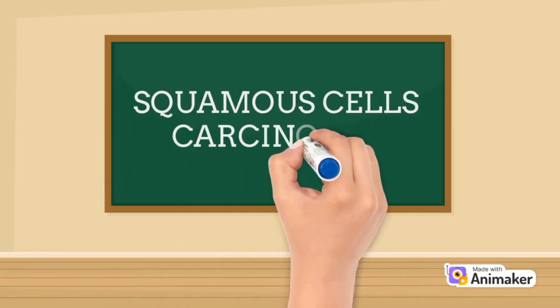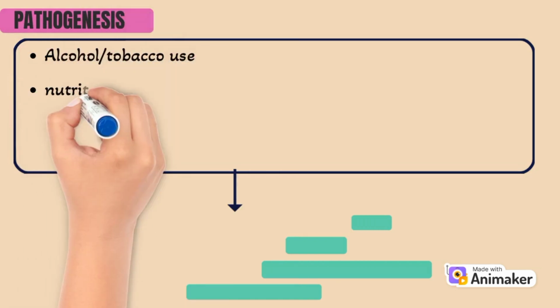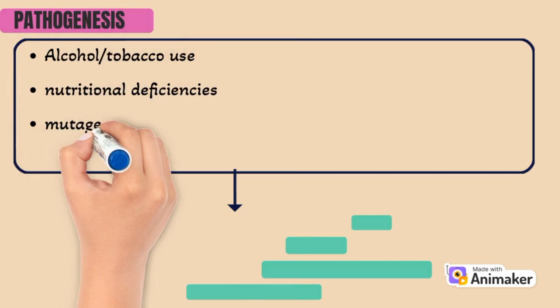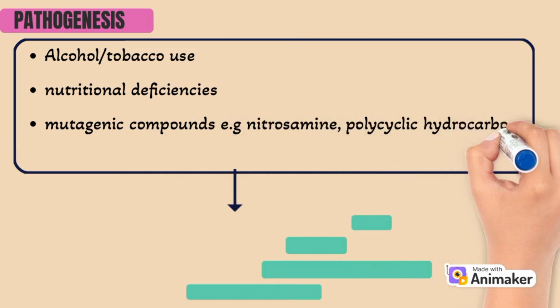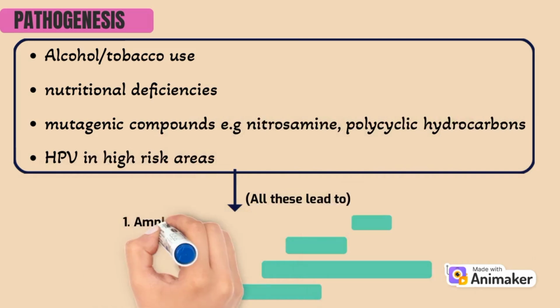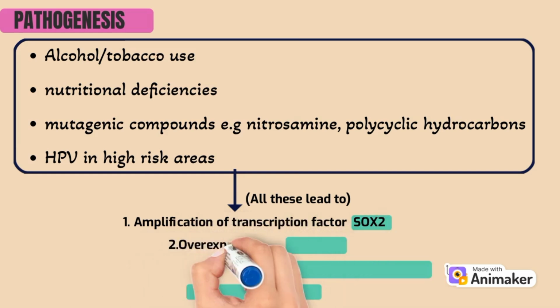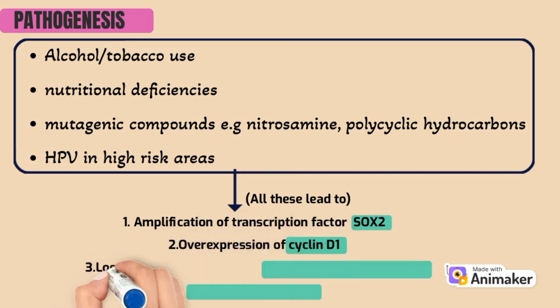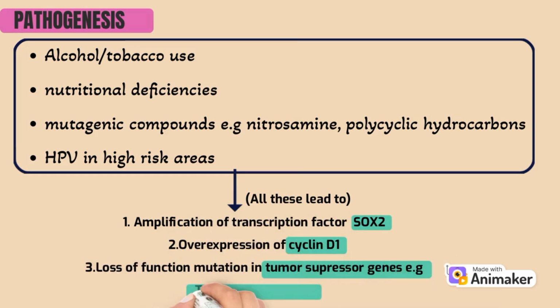Squamous cell carcinoma. Pathogenesis. Alcohol or tobacco use, nutritional deficiencies, mutagenic compounds, for example nitrosamines and polycyclic hydrocarbons, human papillomavirus. All these lead to number 1 amplification of transcription factors, for example SOX2, number 2 overexpression of cyclin D1, number 3 loss of function mutation of tumor suppressor genes, for example TP53, CDH1 and Notch1.